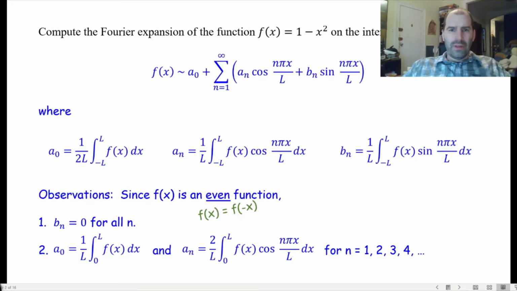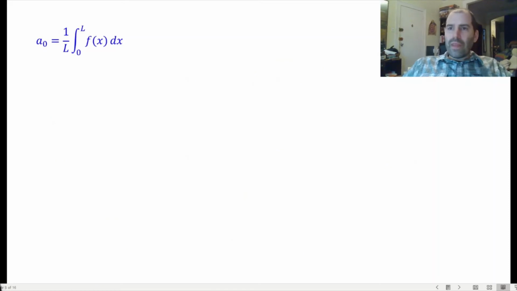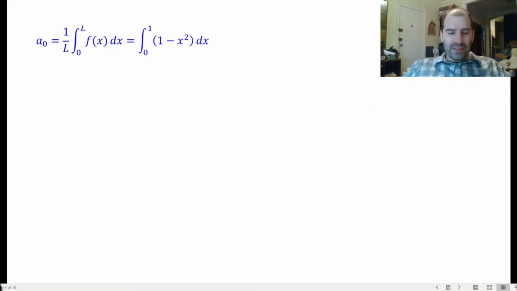Okay? So here we go. Here's our a0. So remember, L is equal to 1 in our case. So that just becomes this. f of x is 1 minus x squared. So pause the video now, compute this out. All right? So you've computed it. Let's check our work. You should have gotten 2/3. Okay, that was pretty straightforward.